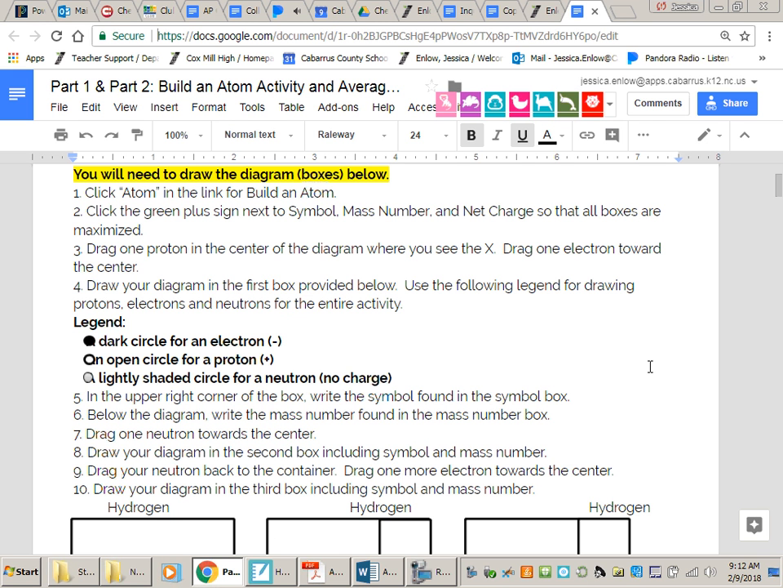So let's play and then draw these diagrams for maybe 10 or 15 minutes. You can work with the person next to you, okay? We'll get as far as we can, and then we'll talk about some of these conclusion questions.